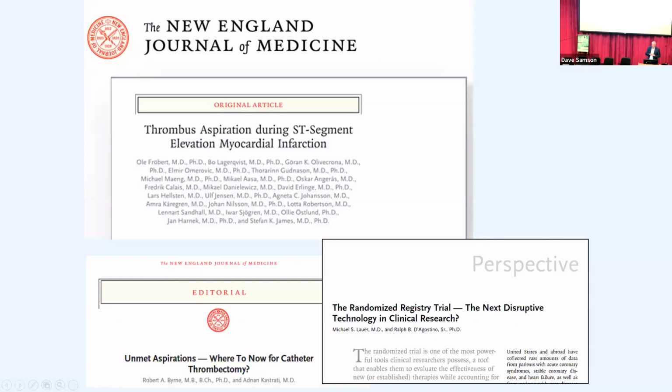The SWEDEHEART trial was talked about. To me, this is one of the great examples of doing a clinical trial. As was pointed out, 60% of the intended subjects were eligible for the trial. But what wasn't pointed out, and I'll remind people, is that was 60% of all the heart attacks in Sweden over 2 years. That's extraordinary. Think about that in the United States, if we could do that.